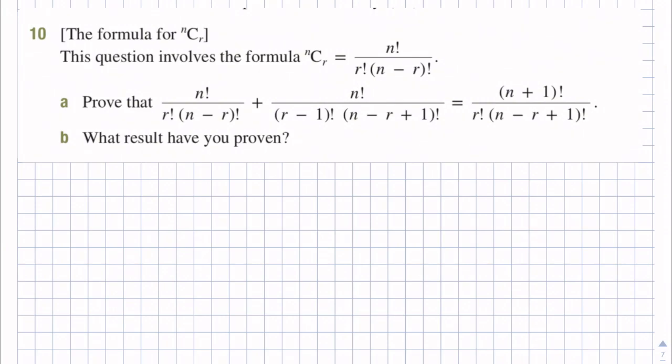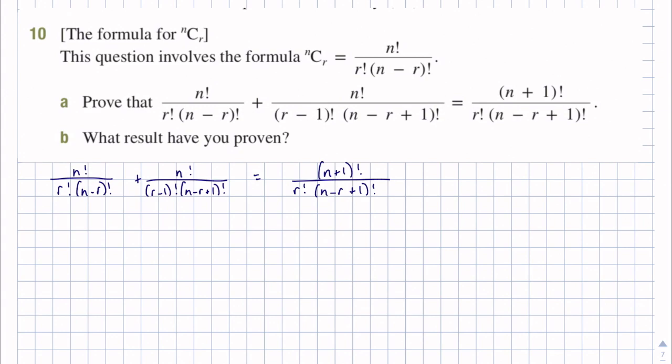Alright, question 10. We're having a look at this formula and we're proving some stuff about it. Technically, I think we're going to prove the addition rule. So, let's start off by trying to prove that this thing plus this thing equals this thing. So, we've got n factorial over r factorial n minus r factorial, which my r's look more like r's, plus n factorial over r take 1 factorial n take r plus 1 factorial equals n plus 1 factorial over r plus 1 factorial n take r plus 1 factorial.